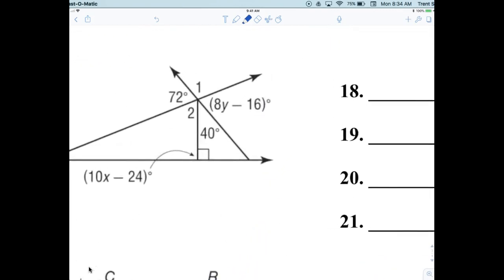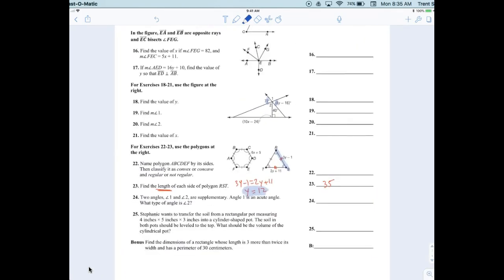Number 18. Okay, I'm trying to figure out what y is, right? Look right here. This angle is vertical with this angle. Therefore, they're equal. You agree with me? So you just say 72 equals 8y minus 16. And I know you can solve that, right? You good now? Yes, sir. All right, let's do 25.